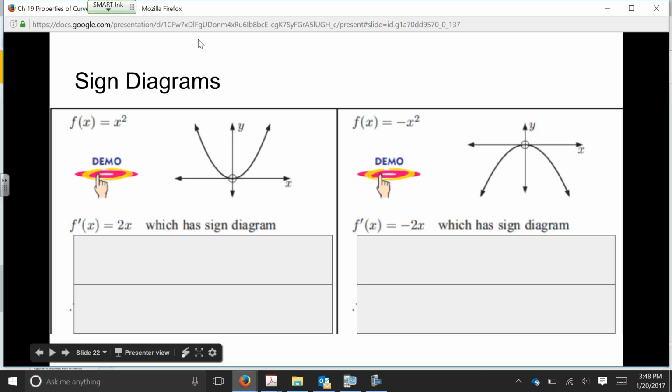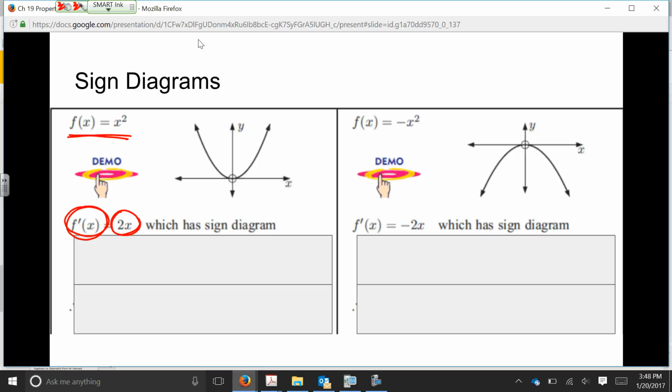Now, sometimes it's not quite as easy, and sign diagrams will help us out. But when we talk about sign diagrams, we're talking about the sign diagram of the derivative. We've talked about sign diagrams for functions before to talk about zeros and everything like that. But now we're talking about sign diagrams for the derivative. So the derivative we know for this function, f of x equals x squared.